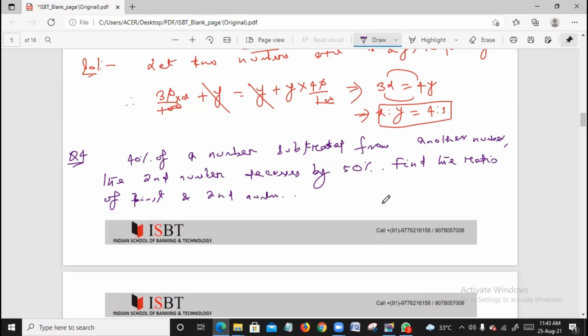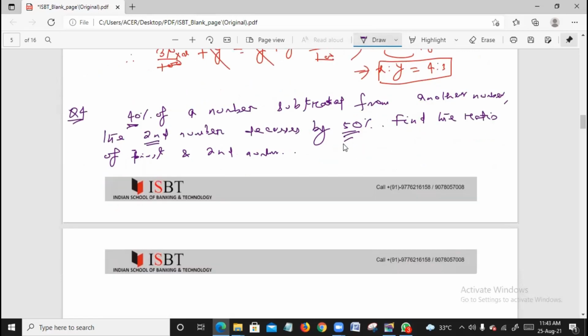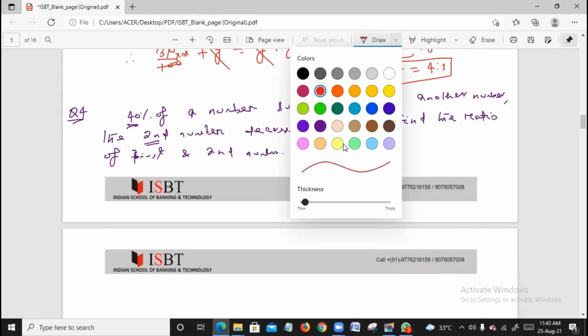Okay, like this, the before earlier questions. 40% of number subtracted from another number. एक नंबर का 40% दूसरा नंबर से माइनस हो गया, तो इसलिए तो सेकंड नंबर का वैल्यू कम हो जाएगा. कितना कम हो गया? 50% कम हो गया. अभी क्वेश्चन क्या पूछ रहा है, दोनों का नंबर में फर्स्ट नंबर से सेकंड नंबर का क्या रेशियो है. ओके, नाउ वी कैन सॉल्व दिस क्वेश्चन इन द फर्स्ट मेथड, वेरी ट्रेडिशनल मेथड्स.